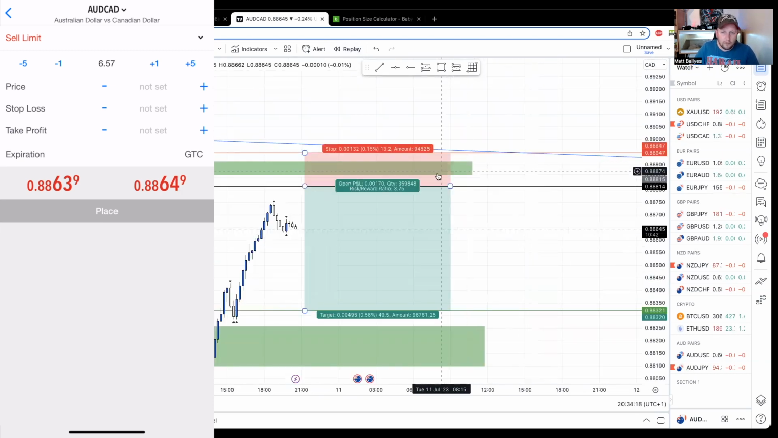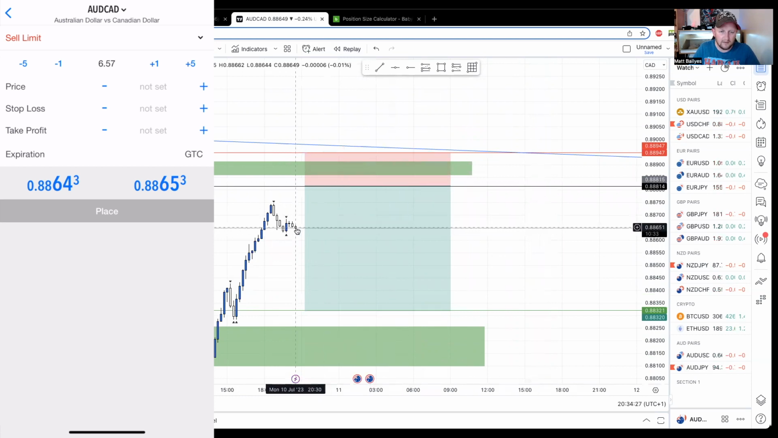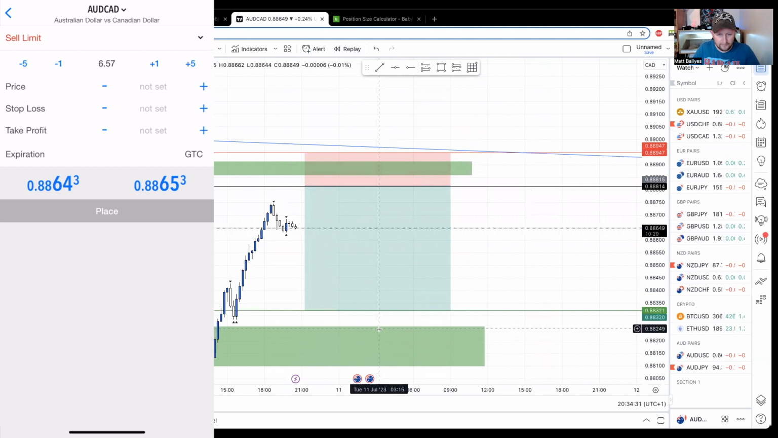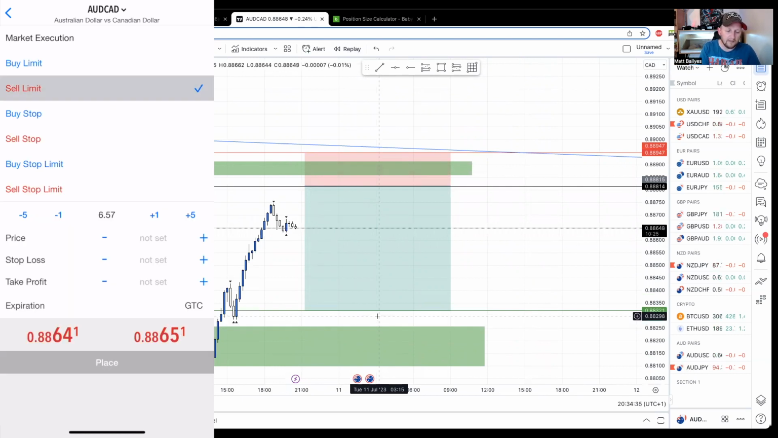And what we're going to do, because we want the price to come up and activate this once it reaches the entry level and then start to come down, we're going to set ourselves a sell limit. So a sell limit is you're waiting for the price to come up just for it to reverse back down, okay? So we're going to select sell limit right there.